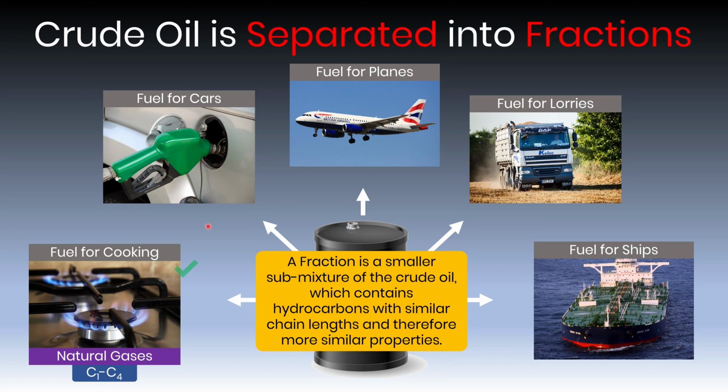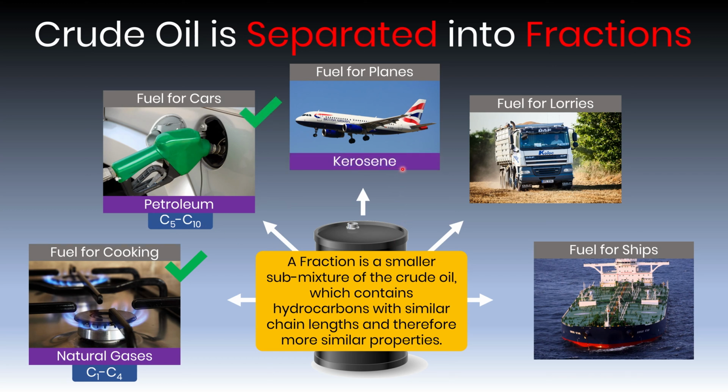Fuel for cars is called petroleum. And petroleum has chain lengths between C5 and C10. So a slightly higher boiling point, slightly less flammable. Planes use a fraction called kerosene, where we take the hydrocarbons of chain length C11 to C14. That's an estimate for kerosene, by the way.